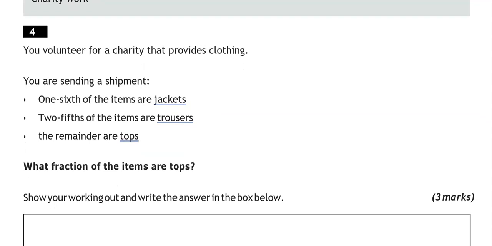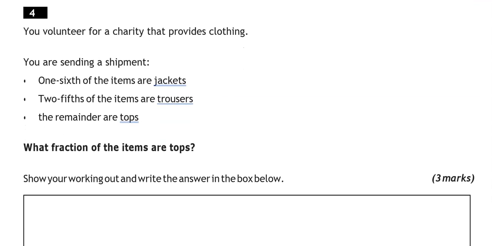Question 4. You volunteer for a charity that provides clothing. You are sending a shipment. 1/6 of the items are jackets. 2/5 of the items are trousers. The remainder are tops. What fraction of the items are tops? So we've got 1/6, 2/5, and the remainder being tops.